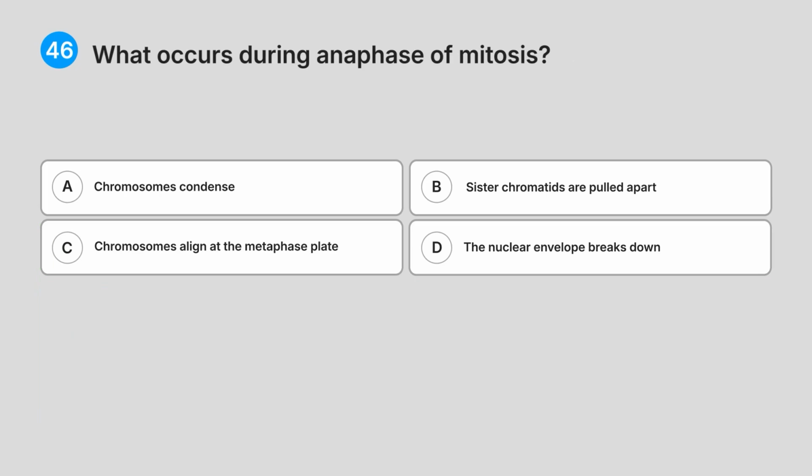What occurs during anaphase of mitosis? A. Chromosomes condense. B. Sister chromatids are pulled apart. C. Chromosomes align at the metaphase plate. D. The nuclear envelope breaks down. Do you know the answer?